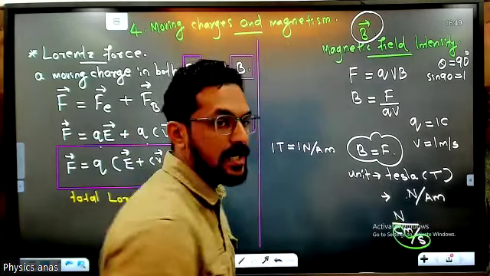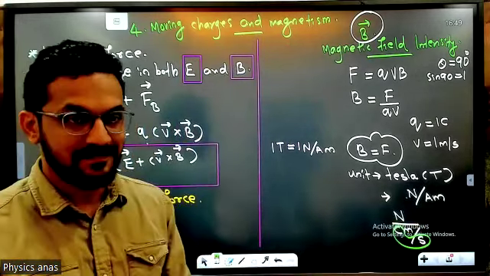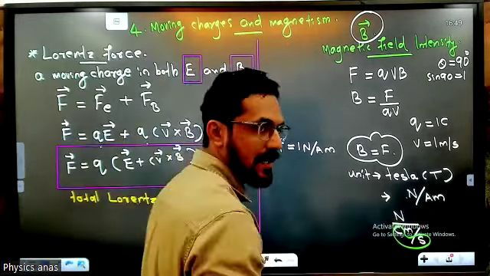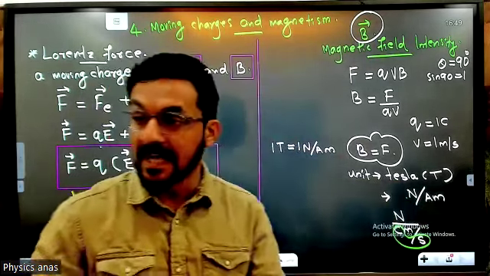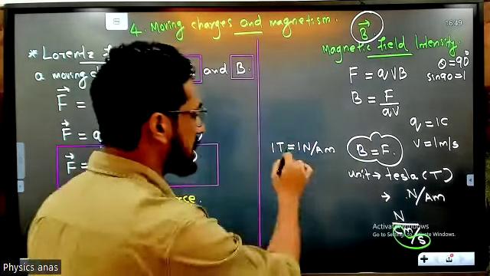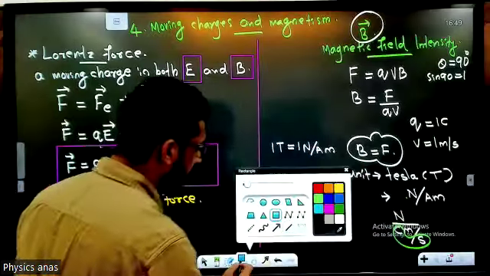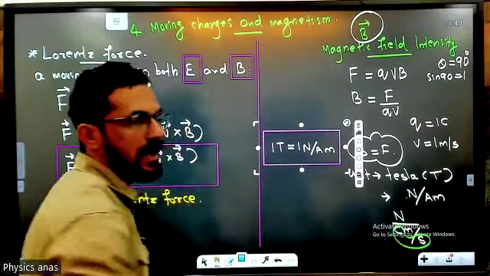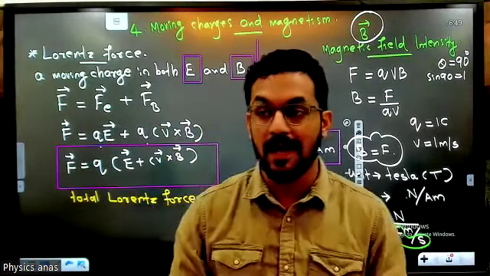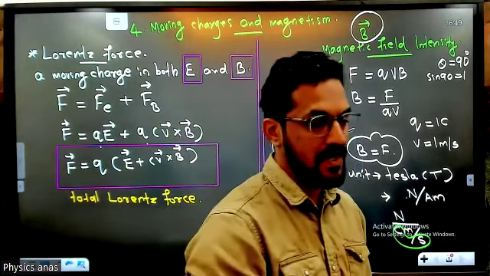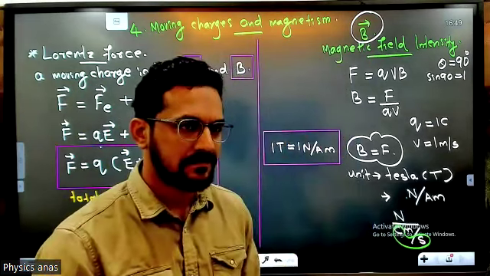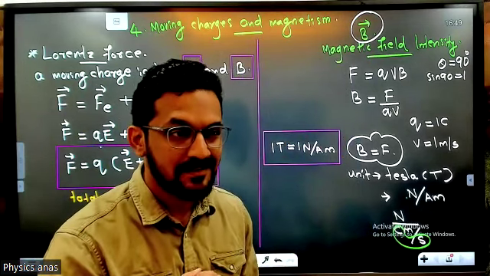So that's the unit of magnetic field. Magnetic field has 2 units, Newton per ampere meter or Tesla. You can represent Tesla with capital T. And 1 Tesla is equal to 1 Newton per ampere meter. That is 1 Tesla. So how can you define it?